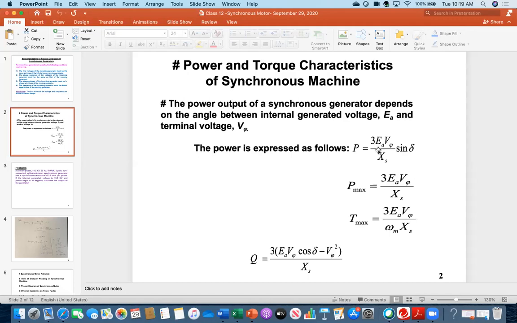And then of course, you note down the meaning of the symbols. EA, as I told you, is the internal generated voltage. V phase is the terminal voltage. Delta is the power angle or torque angle. And XS is the synchronous reactance. Those symbols are used in this equation, the Q equation, for reactive power. So just once note down the meaning of those symbols.